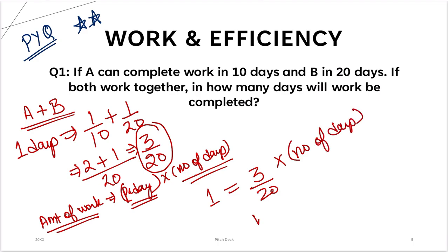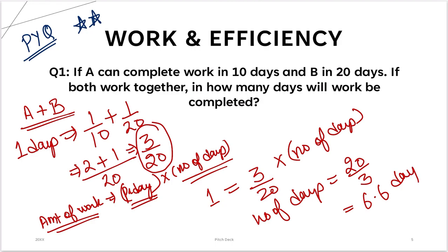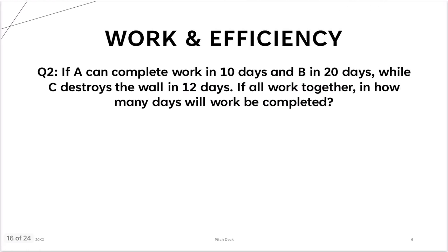Solving for this, number of days is 20 by 3. So this will be 6.6 days. I hope this is clear. So this means that if only A is working, he takes 10 days, only B is working 20 days, but if they both come together, they will complete the whole work in 6.6 days. I hope this is clear. Easy.